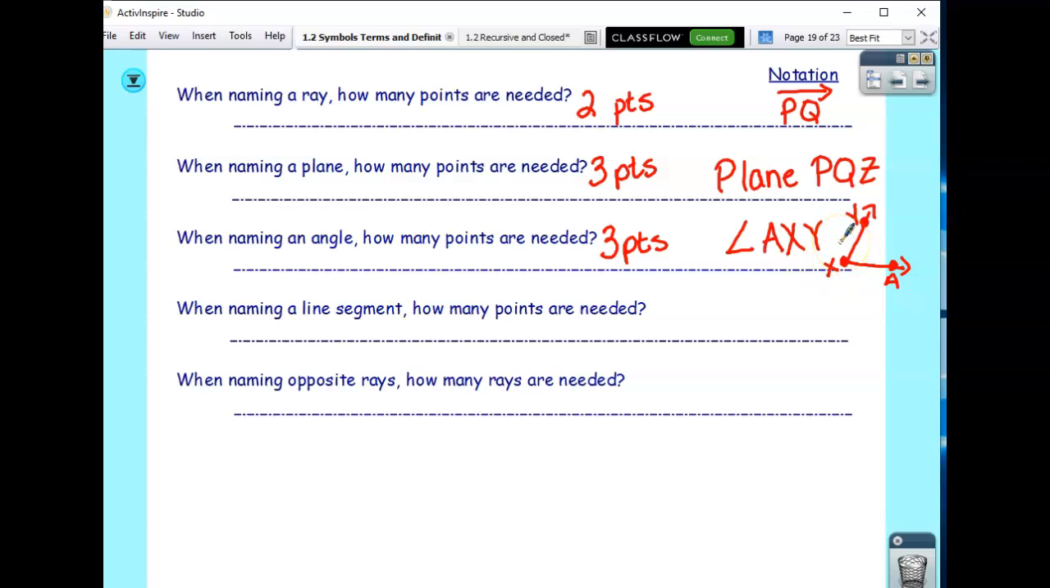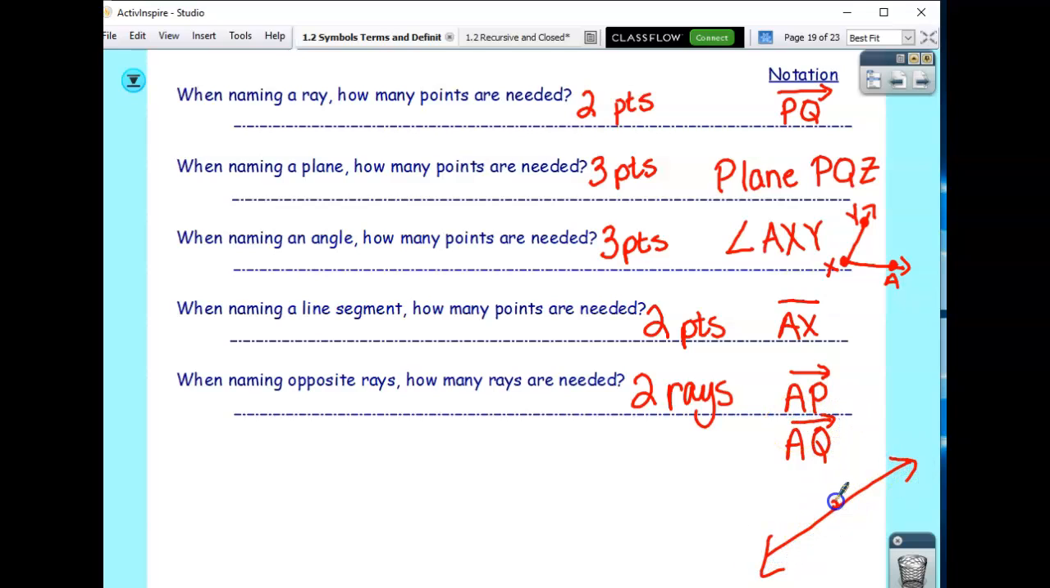When you're naming a line segment, how many points or how many letters do we need? We need 2 points, and the notation is just a bar across the top, just a straight bar. And then when you're naming opposite rays, how many rays do you need to name? We need to name 2 rays, and in each ray there are 2 letters, so the total would be 4 letters. So for example, you could say AP and AQ. Those 2 might be opposite rays if it looks something like this.